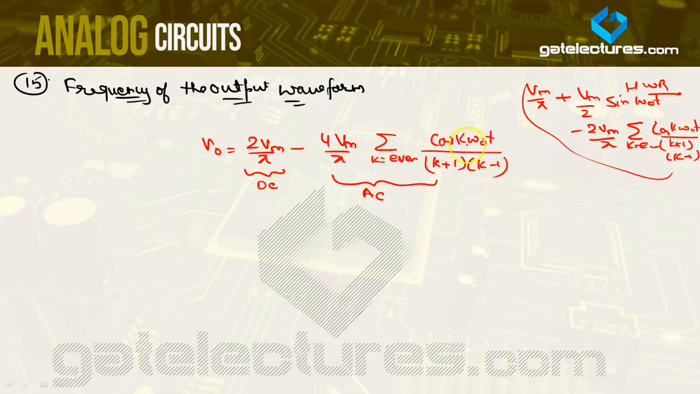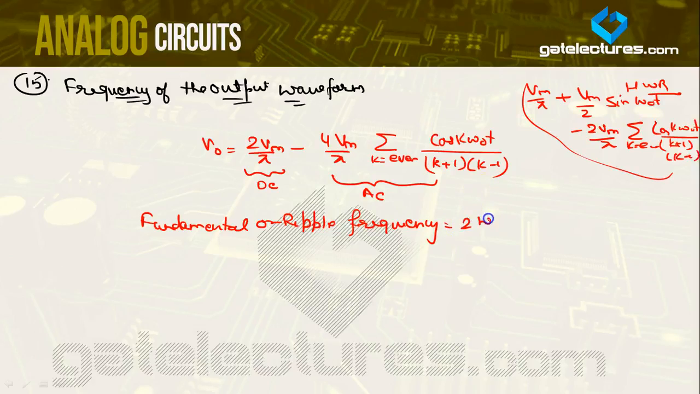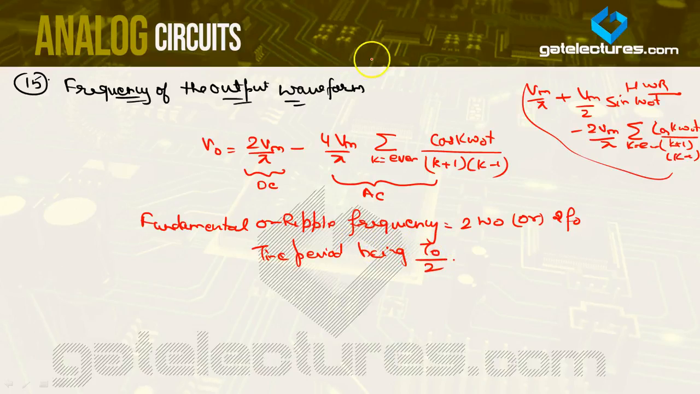So the minimum value is cos 2 omega naught t upon (2 minus 1) into (2 plus 1). So the minimum fundamental frequency, or ripple frequency, in this case is 2 omega naught or 2 f naught, and the time period is T naught by 2. Understood?